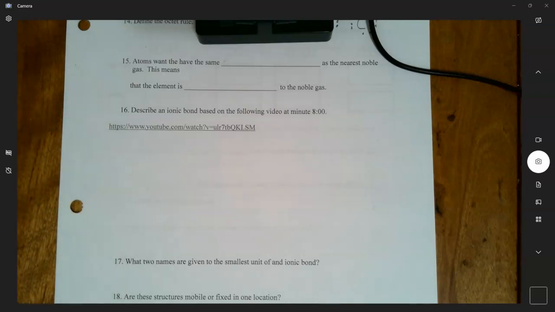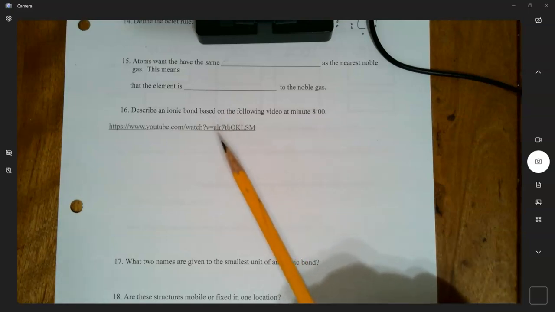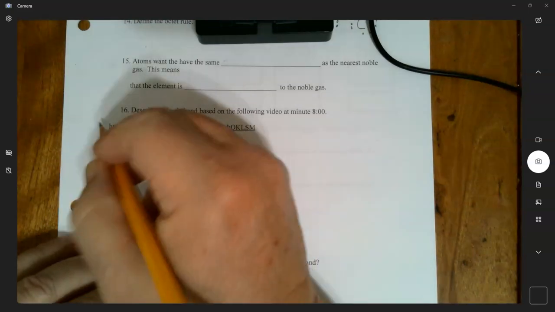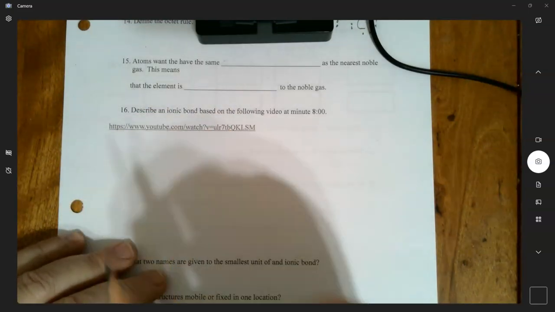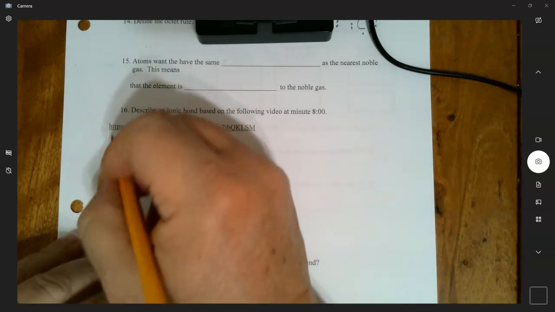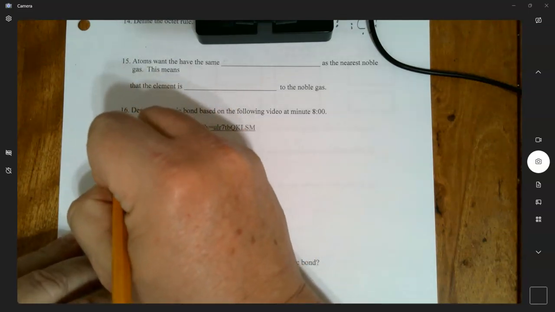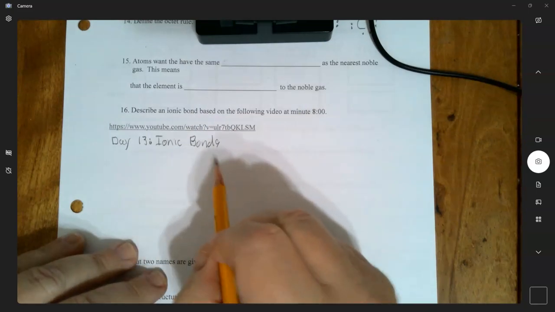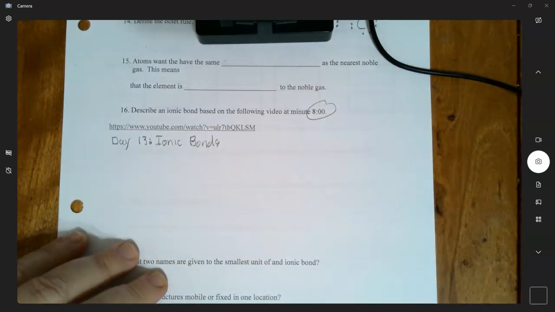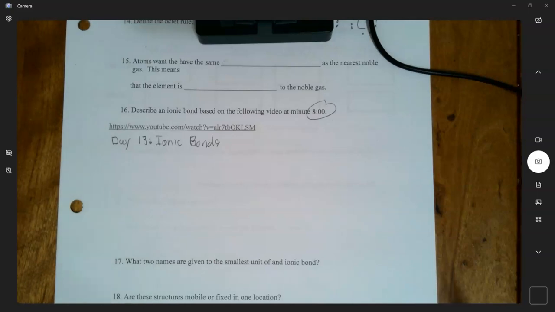Okay, for number 16, it says describe an ionic bond based on the following video at minute 8. So there's the link to the video. If you go online to the Canvas site for the winter program, there it is. Or if you go to the regular website, and I'm not sure whether you have access to that now, that's why I'm doing it this way. It's day 13, ionic bonds, and it's found at minute number 8. And just not only copy that, but memorize it. You need to learn this definition cleanly going into the 2nd semester.